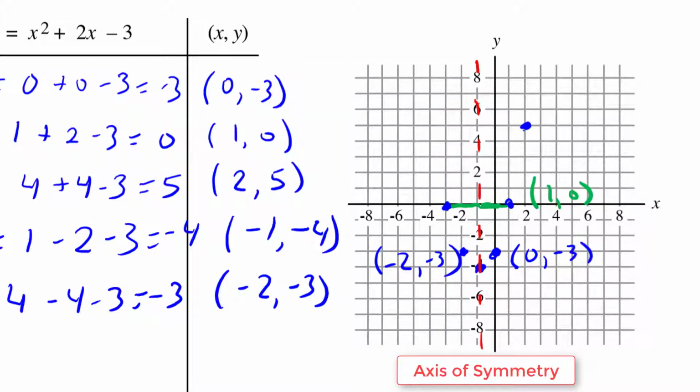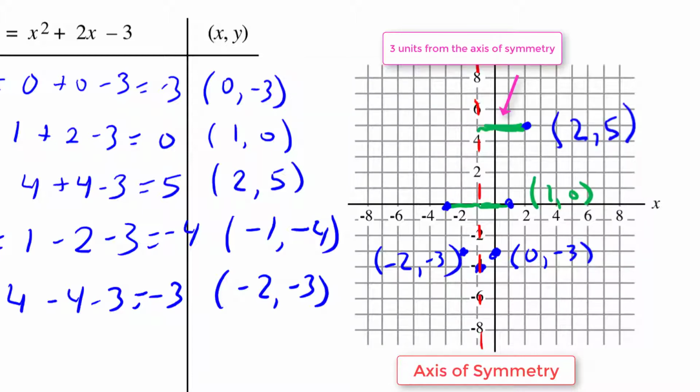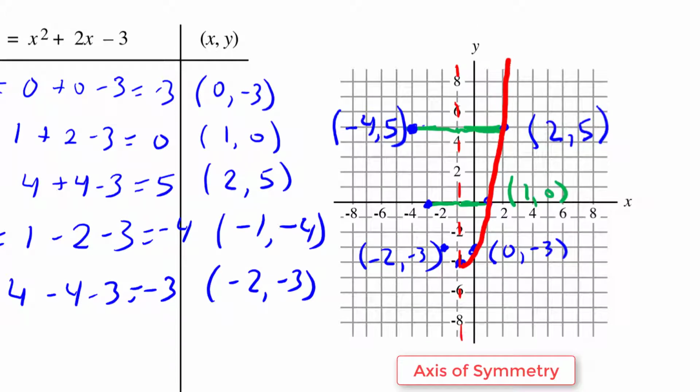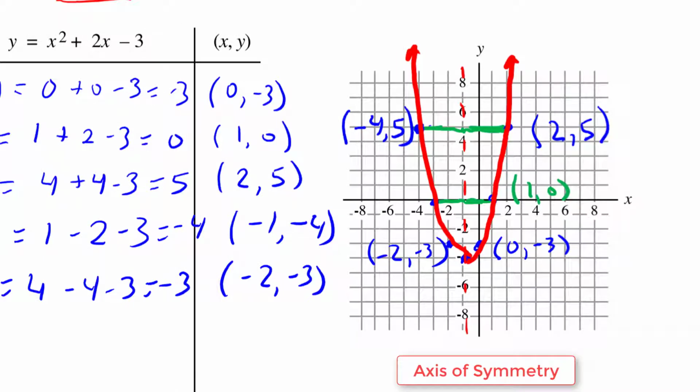Let's do that for the point 2, 5 as well. That's 3 away to the right, so let's go 3 away to the left. And that point is now negative 4, comma 5. And I think we have enough points where we can draw in the parabola. Let's do that. It's not beautiful, but we get the idea.